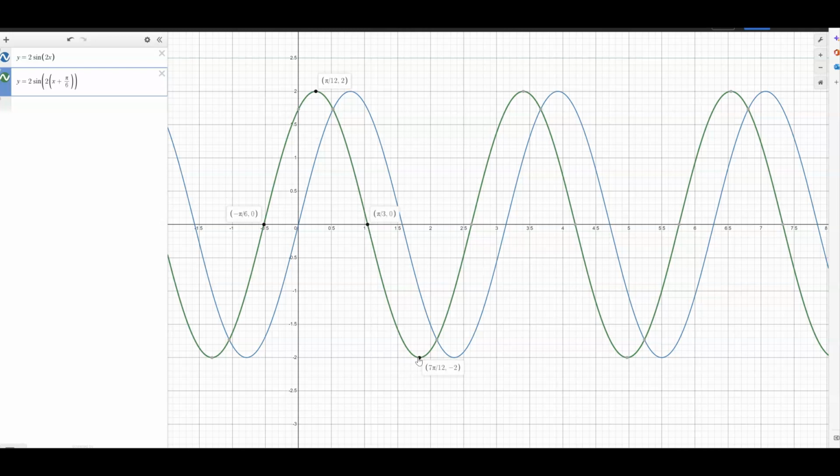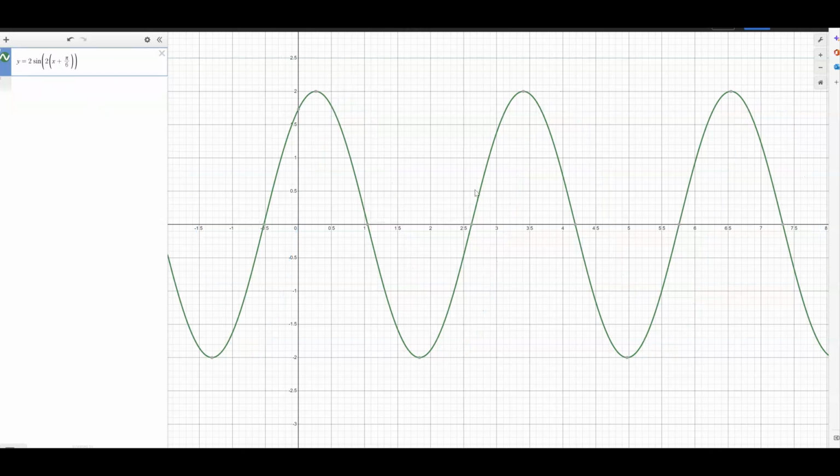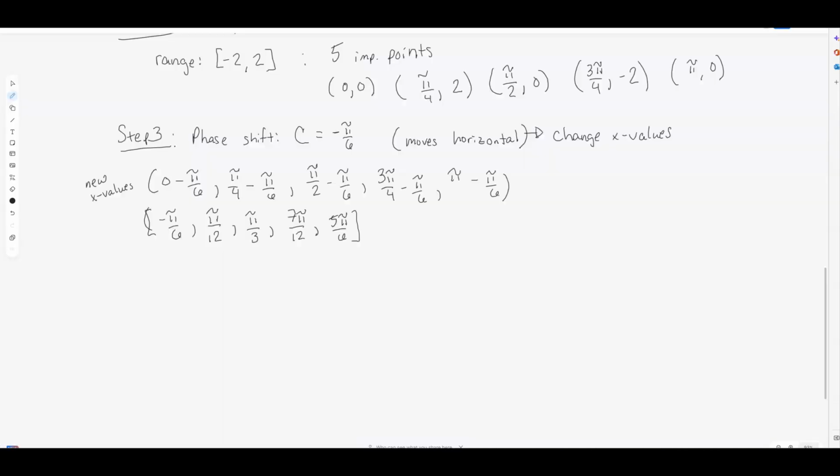Our minimum is 7 pi over 12, negative 2. And back to our midline is 5 pi over 6, 0. Okay, so those have become now our 5 important points, right? We've shifted our graph a little to the left by pi over 6. Okay, all right, and I'm going to get rid of that old blue line. Okay, all right, so now we're in step 4. Oh, so just to go over, right?